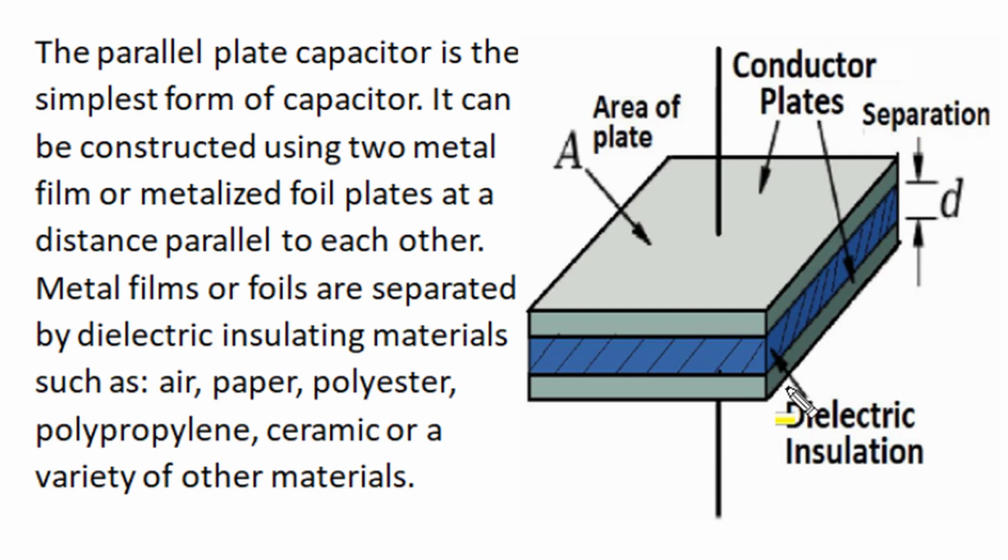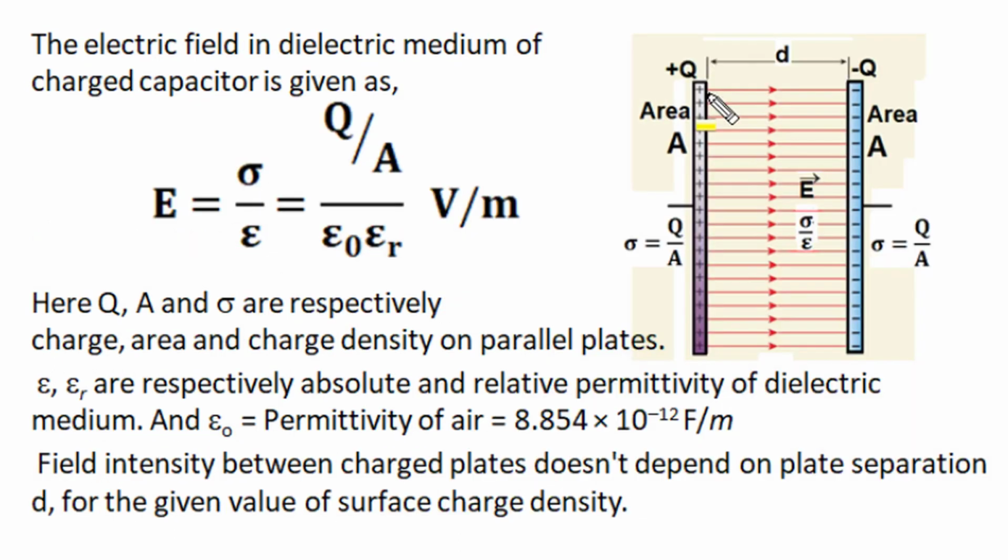This parallel plate capacitor is the simplest form of capacitor, and it is constructed using two parallel metal films or metallized foils which are separated by a certain distance using dielectric insulation. So there are two conductor plates in the form of film or foil, separated by an insulating dielectric medium, and this dielectric medium can be either air, paper, oil impregnated paper, polyester, polypropylene, ceramic, or some other variety of insulating material.